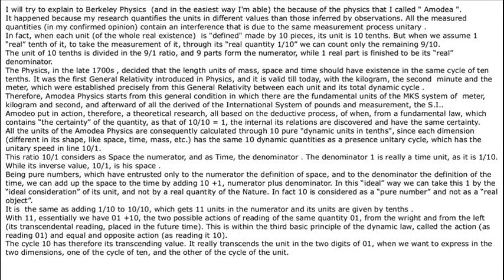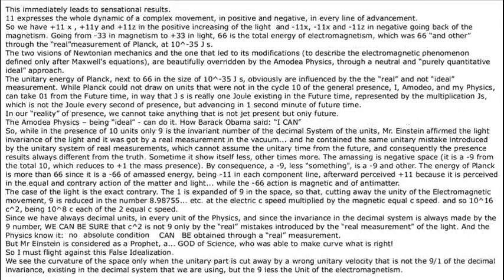Its transcendental reading is placed in the future time. This is within the third basic principle of the dynamic love, called the action as reading 0,1, and equal and opposite action as reading it 1,0. The cycle 10 has, therefore, its transcendent value. It really transcends the unit in the two digits of 0,1, when we want to express in the two dimensions one of the cycle of 10 and the other of the cycle of the unit. This immediately leads to sensational results.